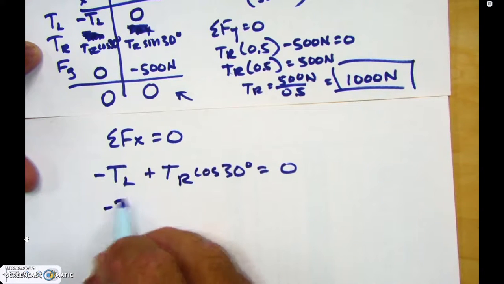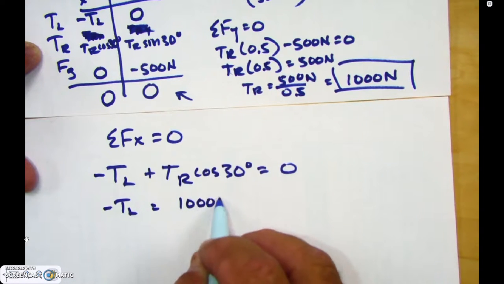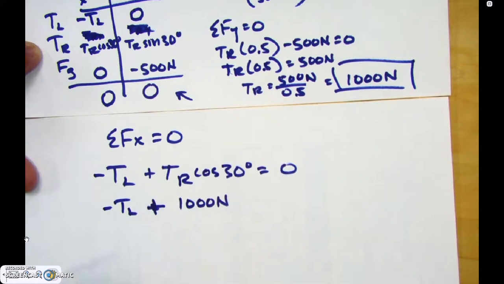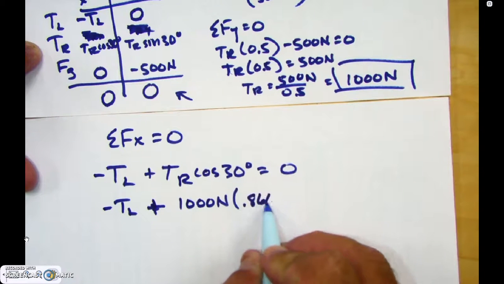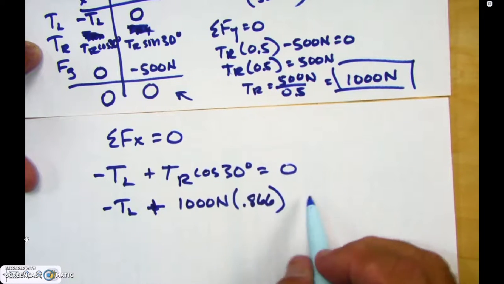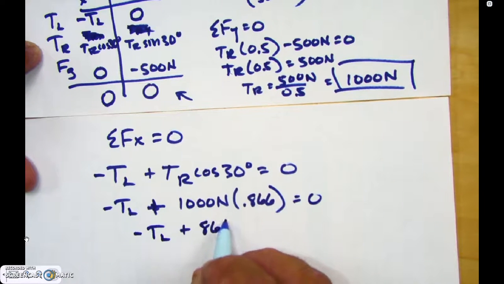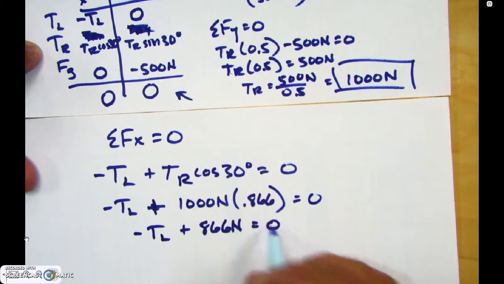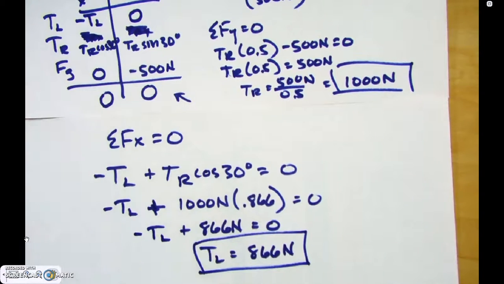Now, let's put in numbers. I still don't know TL. I do know what TR is, though. It's 1,000 newtons. That should be a plus 1,000 newtons times the cosine of 30, which, again, your calculator knows, is 0.866. I don't expect you to know that. That has to add up to 0. So I get negative TL plus 866 newtons is equal to 0. And of course, it's pretty easy then to see that TL is going to equal 866 newtons. You've now solved both of them.